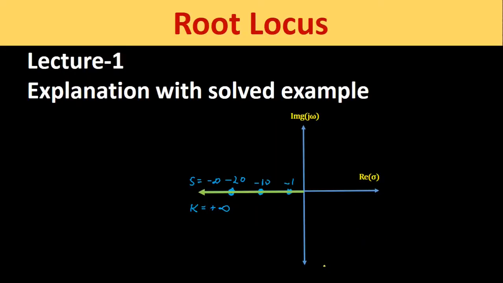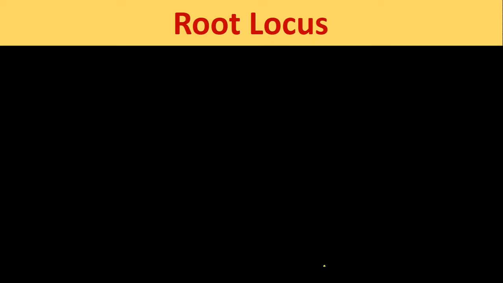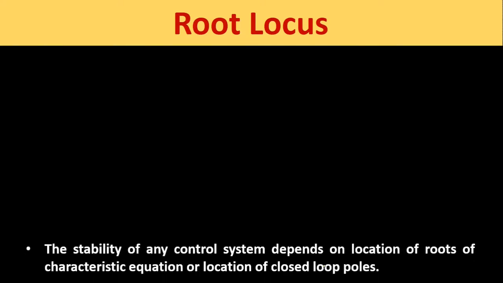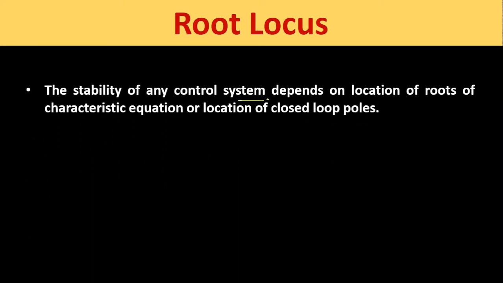So in this lecture, we are going to discuss the concept of root locus along with a solved example. In the previous chapter, we have studied that the stability of any control system depends on location of roots of characteristic equation or location of closed loop poles, because the roots of characteristic equation are also called as closed loop poles of transfer function. So the stability of control system depends on the closed loop poles of the transfer function.